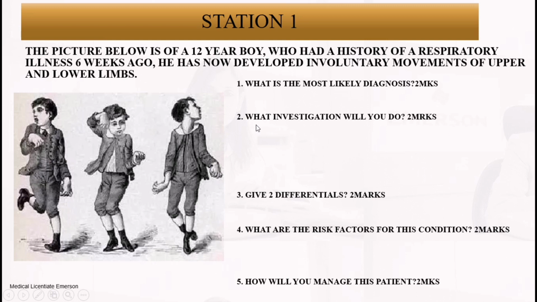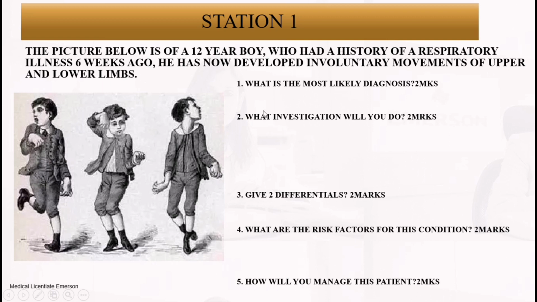Then question 2, what investigations will you do? Question 3, give 2 differentials. Then question 4, what are the risk factors for this condition? Then question 5, how will you manage this patient?